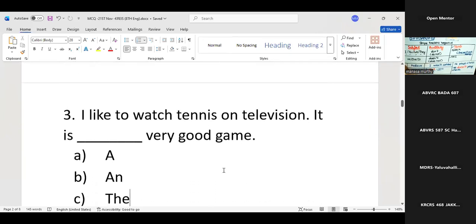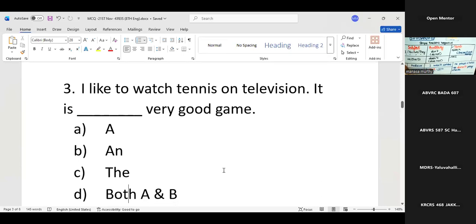I like to watch tennis on television. It is a very good game. What is the option that you need to choose? Okay, combination of B and C.